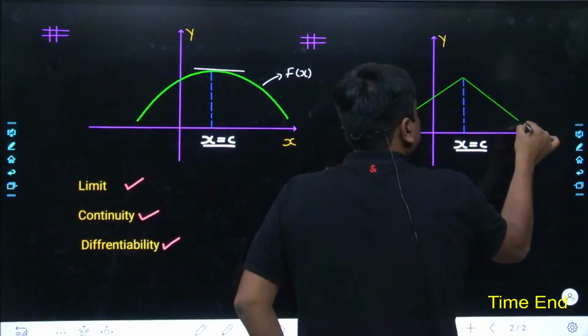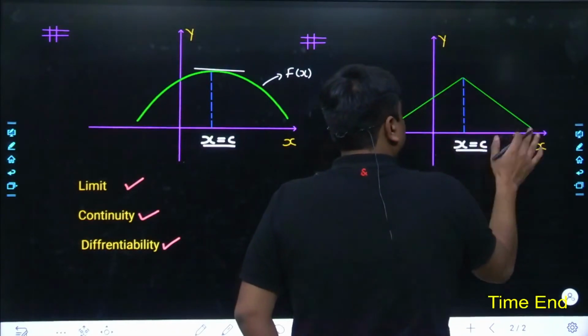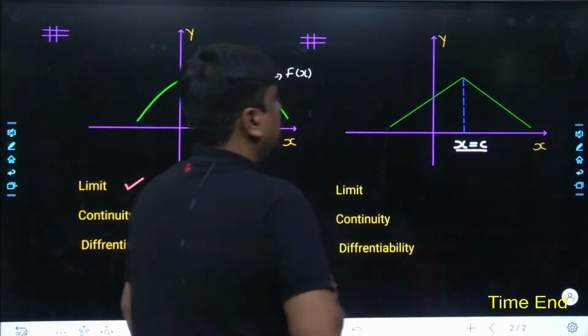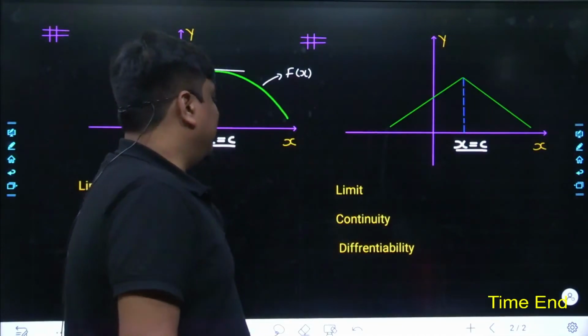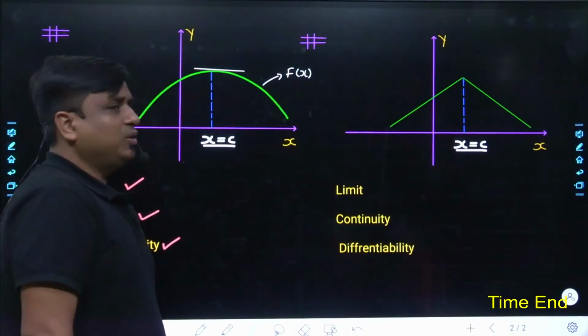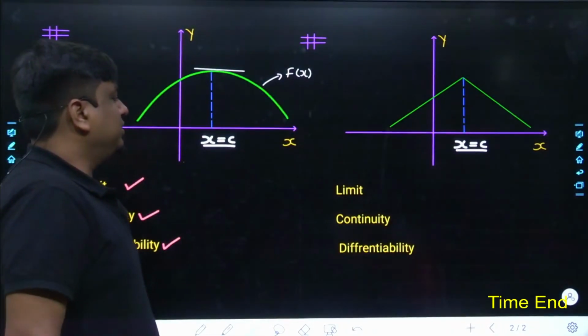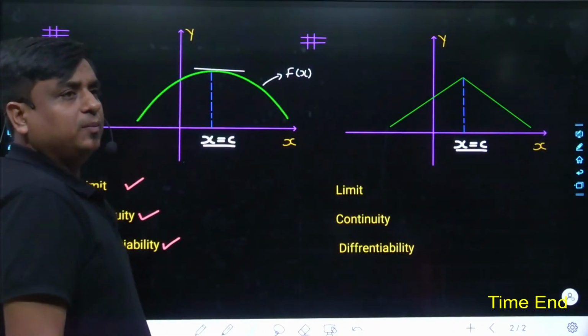Till x equals c, the function was continuously increasing in a linear fashion, and from there onwards it is decreasing linearly. Again, I have to perform the three tests: the limit test, the continuity test, and the differentiability test. Tell me, out of the three tests which we are going to conduct with the second function, which are okay and which are not okay, that you tell me.